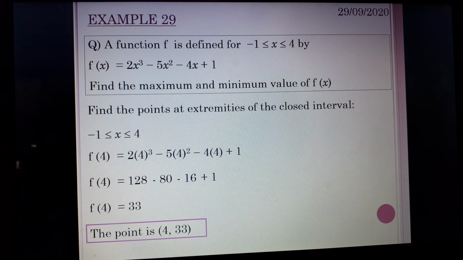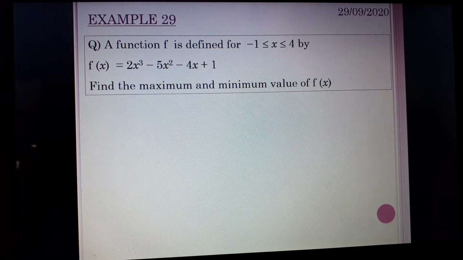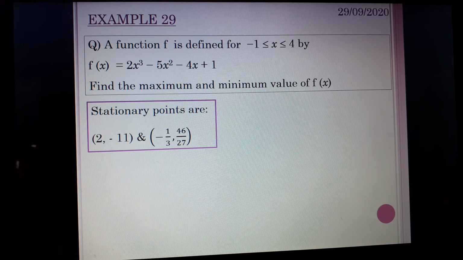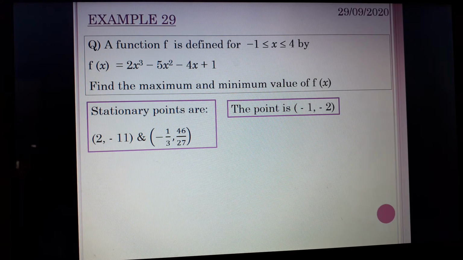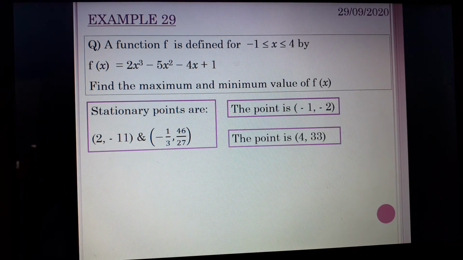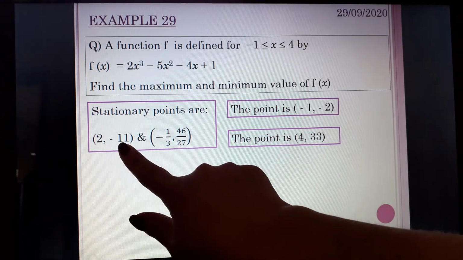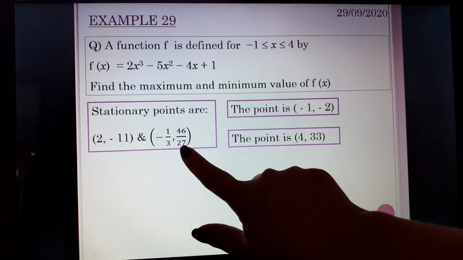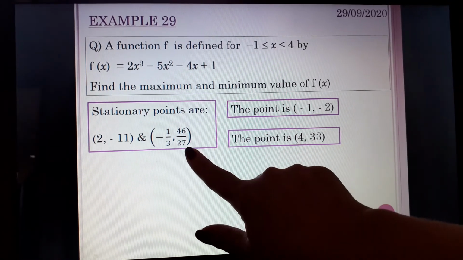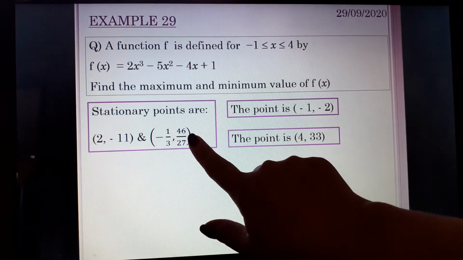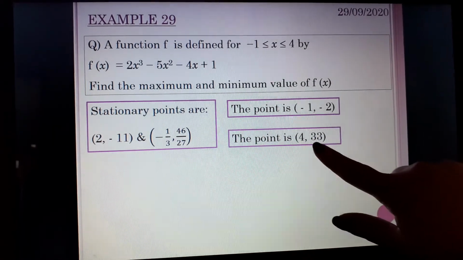So we've got the coordinates of our stationary points, and we've got the coordinates of our outside points, our extremities. The stationary points are 2, negative 11, and negative 1/3, 46/27. The outside points are negative 1 and negative 2, and 4 and 33. And then to work out the maximum and minimum values, we're just going to be comparing all of the y's. 46/27 is just short of the whole number 2. There we've got a negative 2 and we've got a 33.